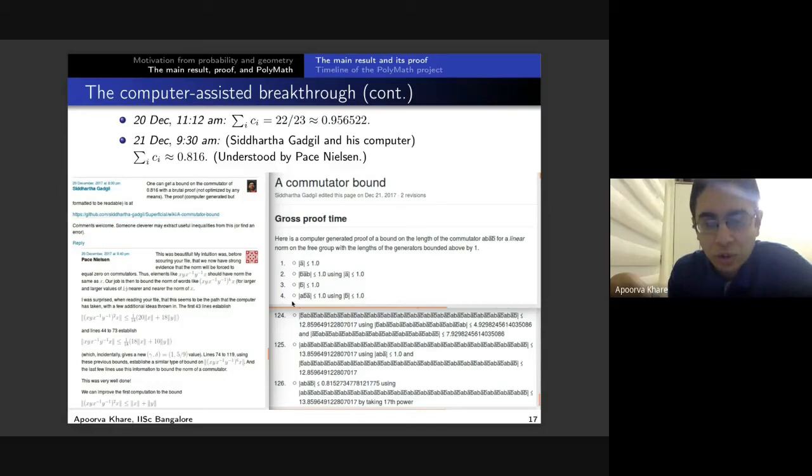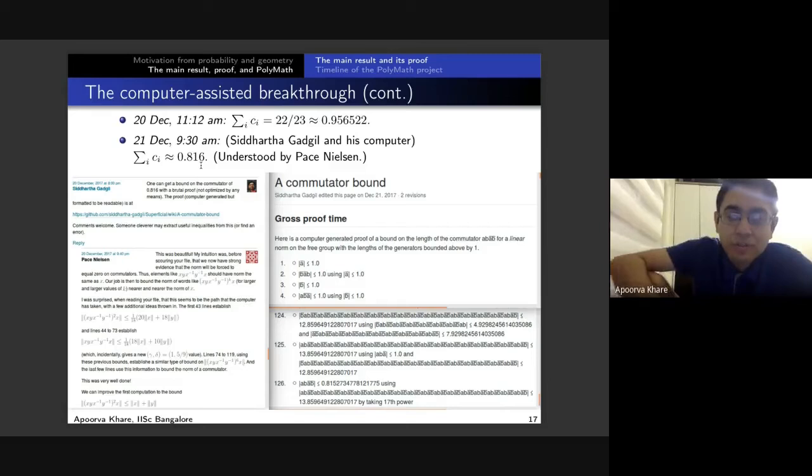You get this long, enormous string, and step number 125 is alpha, bar, beta bar, alpha, beta, alpha, bar, beta bar. And you see there are 17 occurrences of this string. This is a 17 times 4, 68 ASCII character string. And this norm is less than or equal to 13.859 something, using some previous statements. Because of this, this is the 17th power of the commutator. So I can divide both sides by 17. And once I do that, I get the length of the commutator is less than this number over 17, which is approximately 0.816. So that is how he got it.